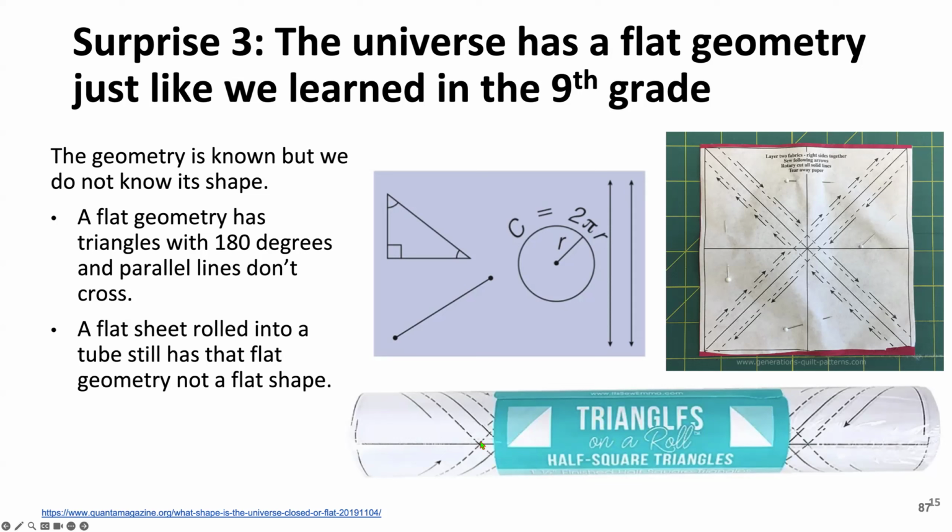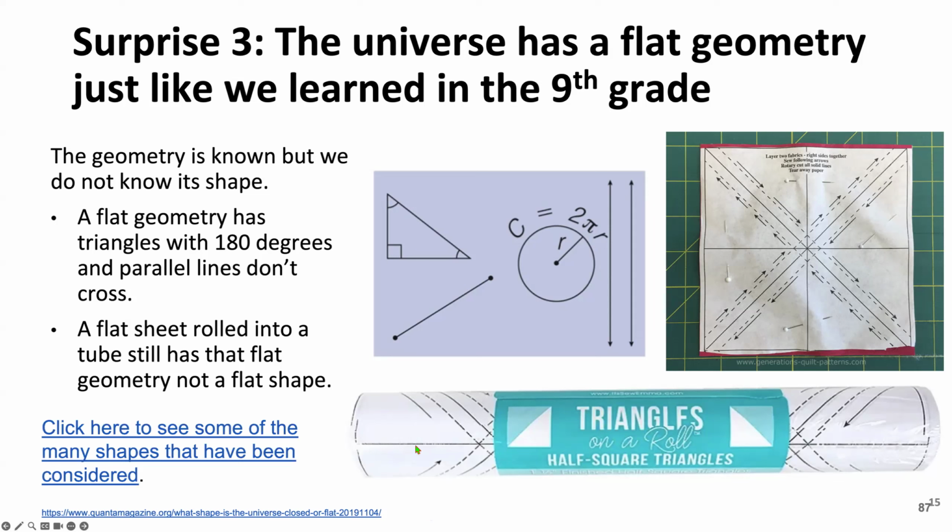If you look right here, you'll see properties of triangles that satisfy all these requirements. If you look closely, you'll find that this rolled up version of this flat geometry doesn't have a flat shape, but it still has a flat geometry. And you see a link here that I've added that you can read yourself. It's the issue of what is the shape of the universe? And the answer is we don't know. We know it has a flat geometry, but not a flat shape.